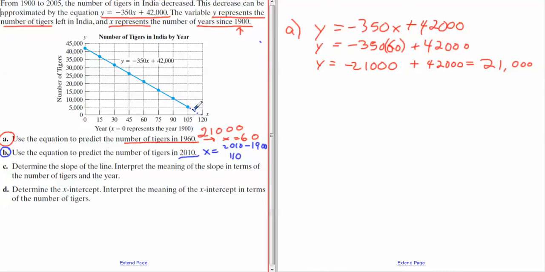So at about 110, we're going to say maybe about 4,000. But we can be more precise because we do have something here. It says use the equation.